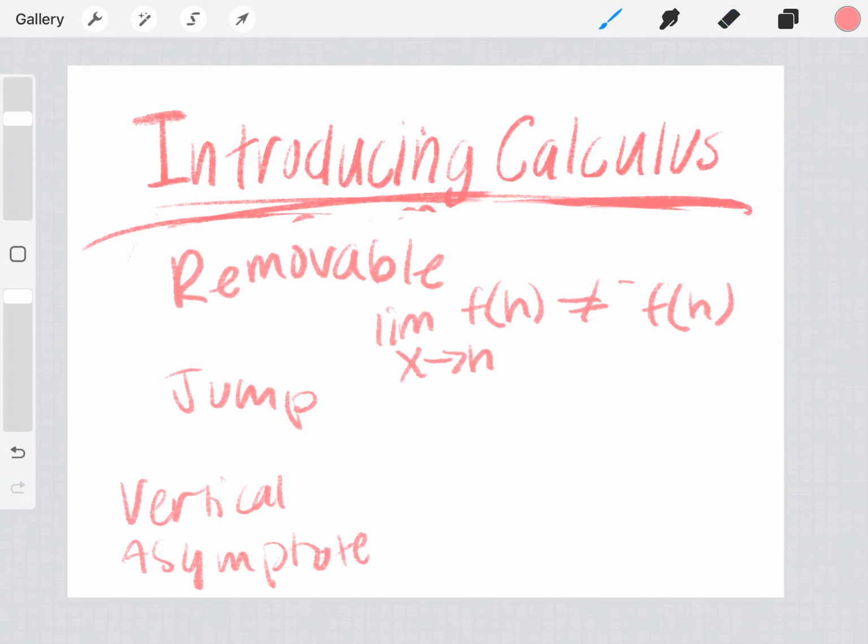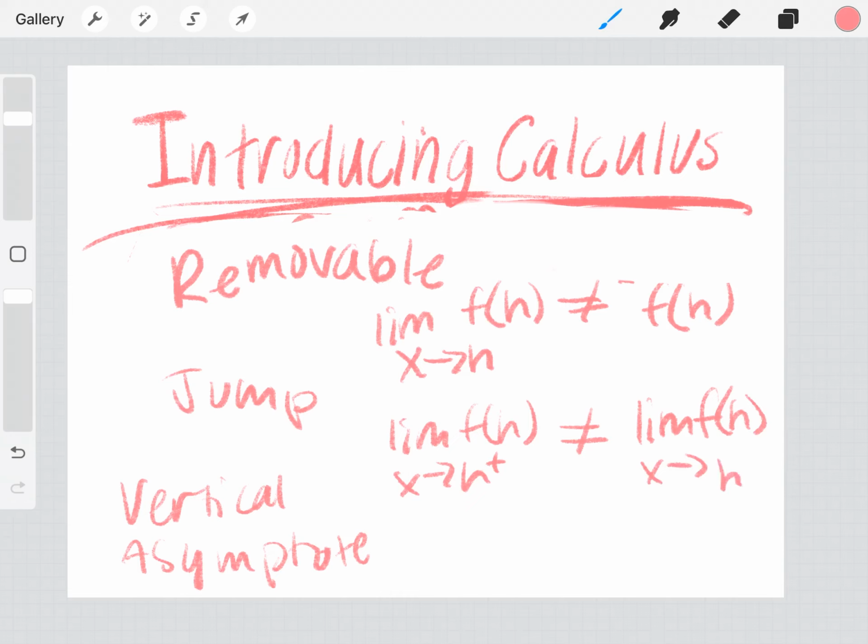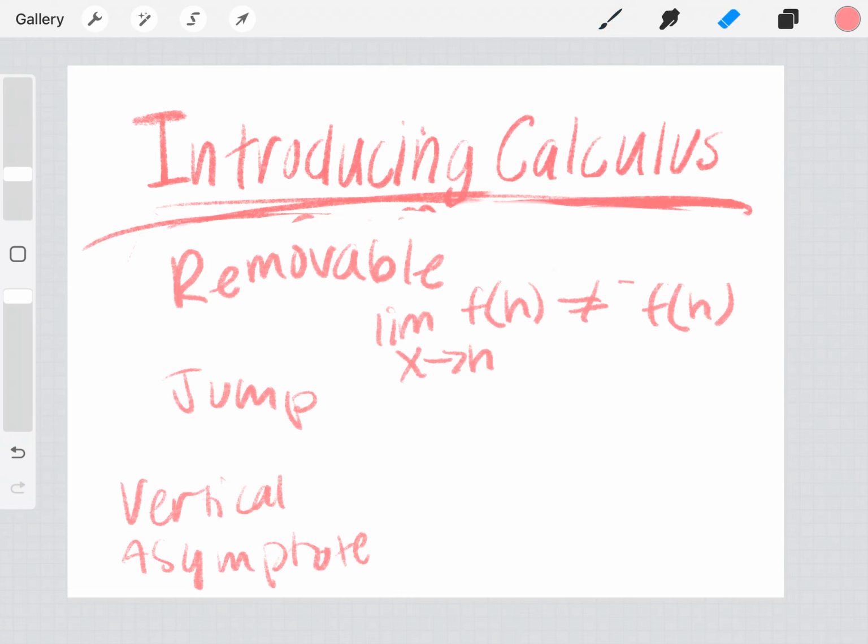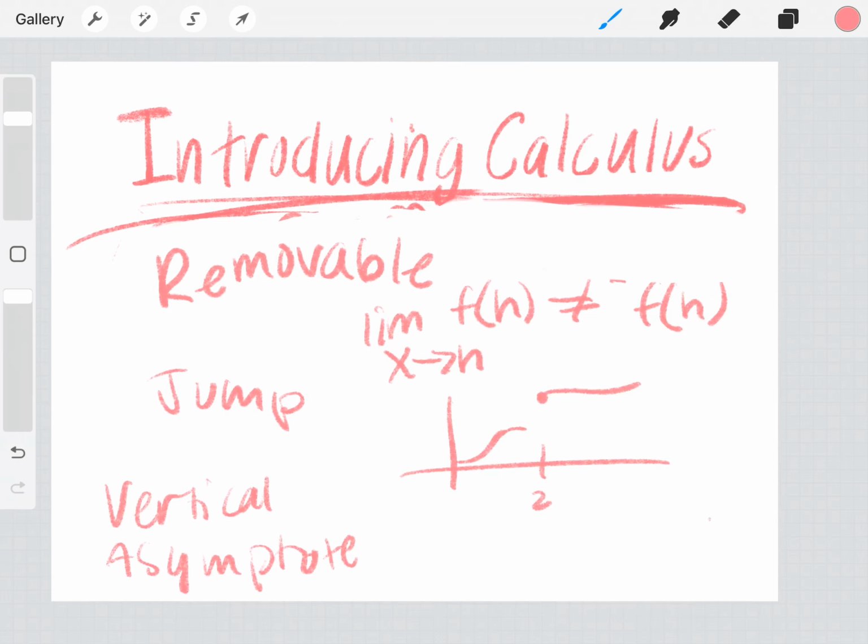But yeah, a jump discontinuity is where the one-sided limits aren't the same, right? But the point does exist, right? So let's say you have this piecewise function, right? Where they meet and there's a value at every point, right? There's a value at x equals 2, right? But it jumps at this point, okay? That's a jump discontinuity because it jumps between them, right?